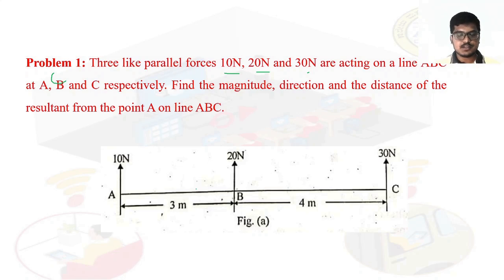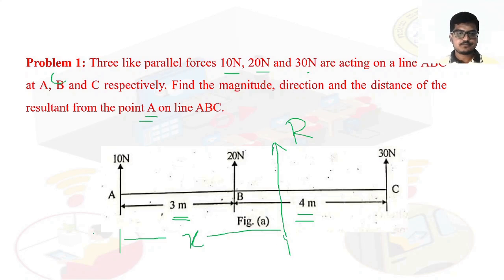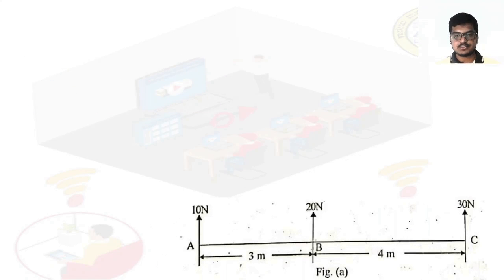Okay, so what is the procedure? I'll let you know. See the figure. From A to B, 3 meter is the gap, and between B and C it is 4 meter. First we will find the magnitude and direction of the resultant, and then we will find the distance from point A. Suppose the resultant R comes here, then we have to calculate this distance from A, the given point. So this is the figure.